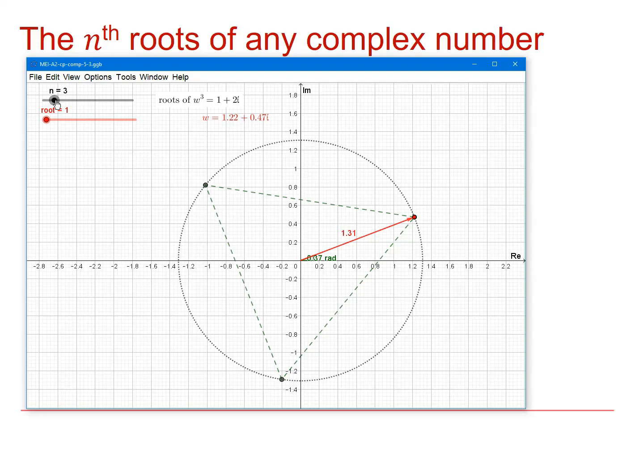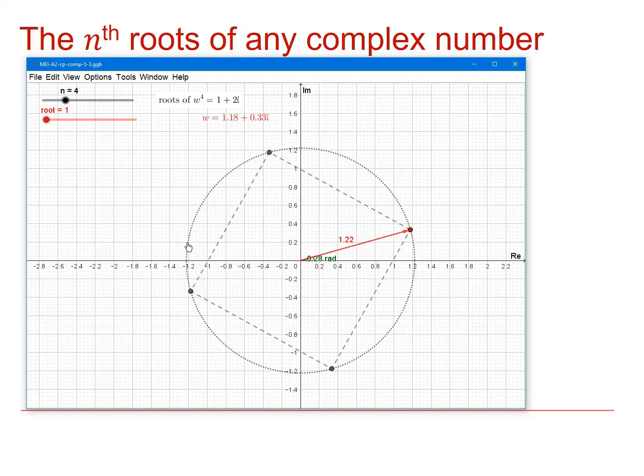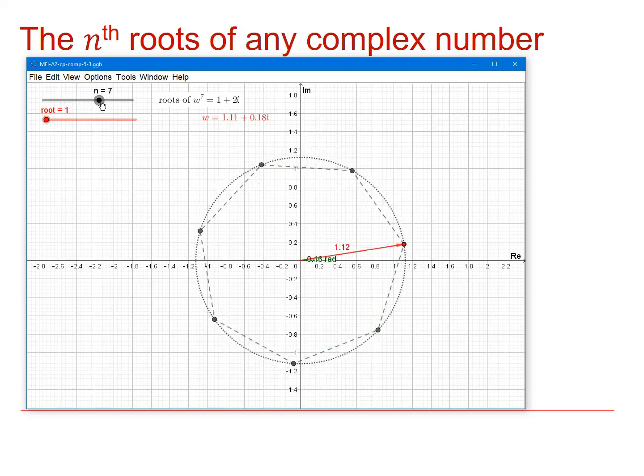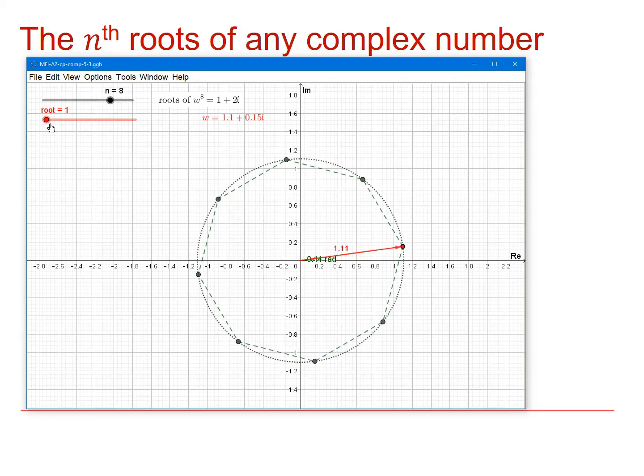If I up the power to 4, you can see the radius of the circle is reduced slightly. I'm now doing the fourth root of the modulus of 1 plus 2i, and I get 4 roots around the circle, again evenly spaced. Push that up to 8, and again I get 8 roots evenly spaced around the circle, and the radius of the circle has come down even further.